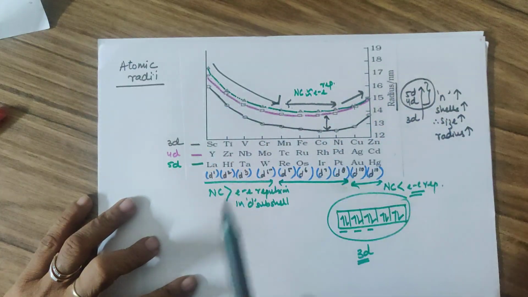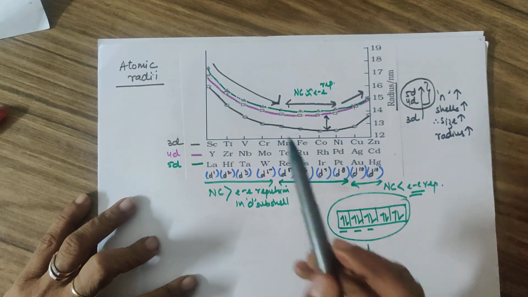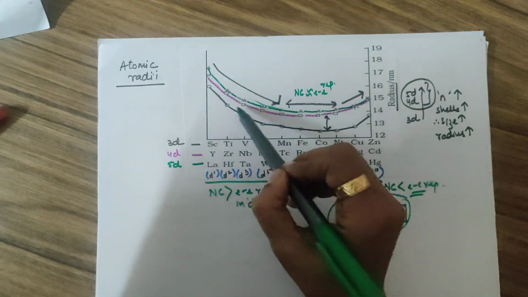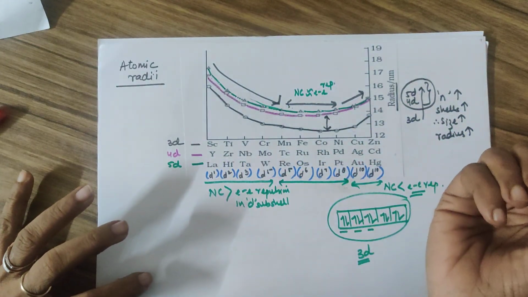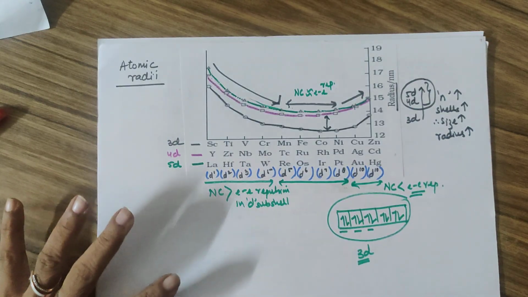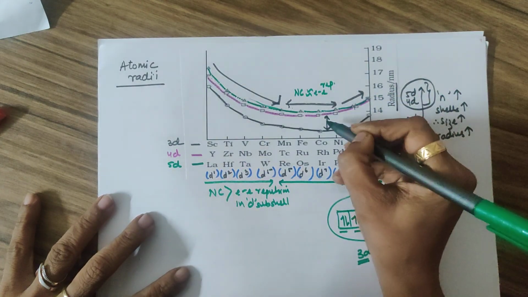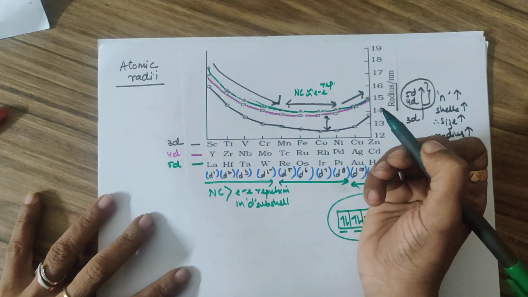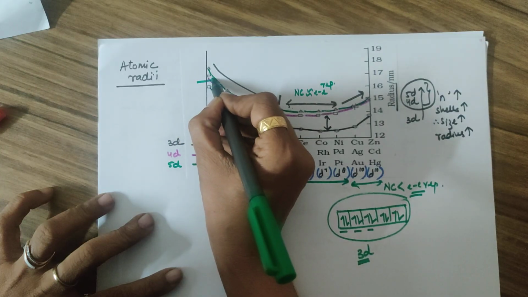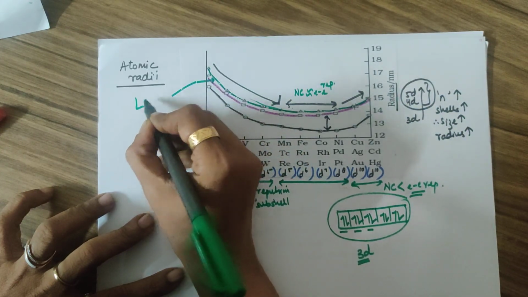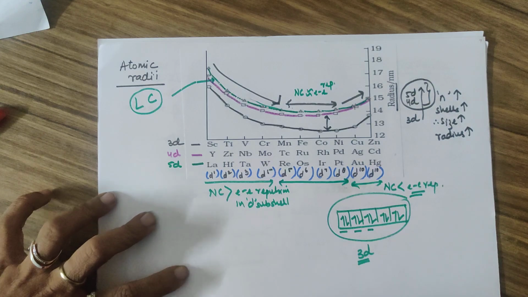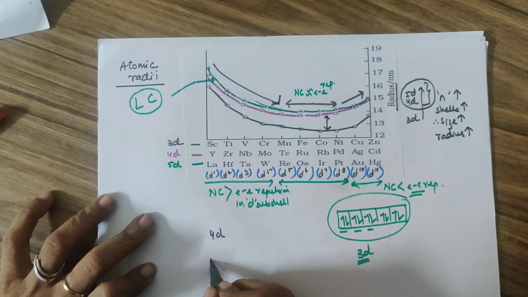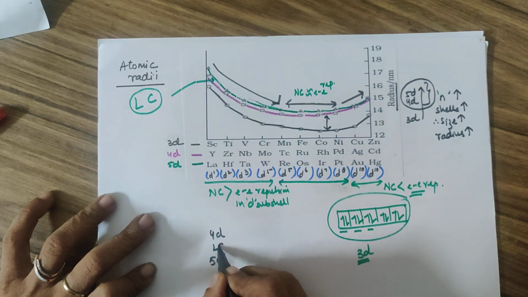So, on an average, if we talk about the elements of a series, we say that their sizes are almost similar. They have similar atomic radii in a particular series. Fine. Now, if we go from 3d to 4d, there is a large gap. But between 4d and 5d, there is a negligible difference. And the cause of this is the lanthanoid contraction. In between your 4d and the 5d series, you have lanthanoids.